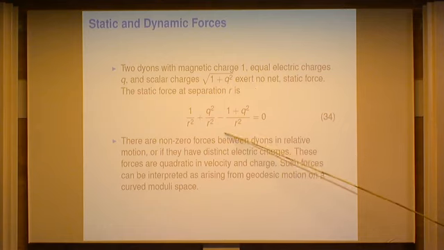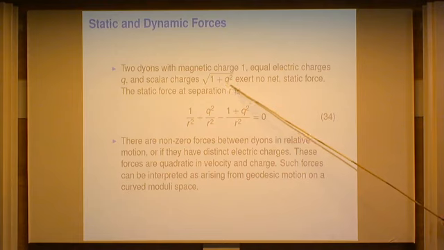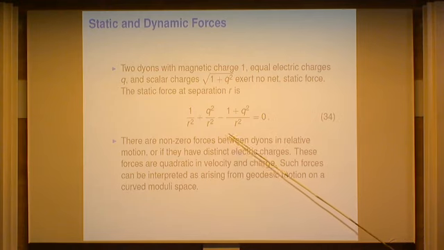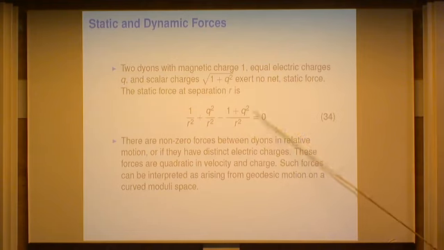Then there's some forces between these dions. Two dions with magnetic charge 1, equal electric charges, and scalar charges root 1 plus q squared exert no static force. So you can have two dions in static equilibrium, provided they have the same electric charge. And the reason is that there's three forces operating. There's a magnetic repulsion, there's an electric repulsion, and there's a scalar attraction. And the coefficients are such that 1 plus q squared minus this is 0. So two dions with equal charge can be at rest.